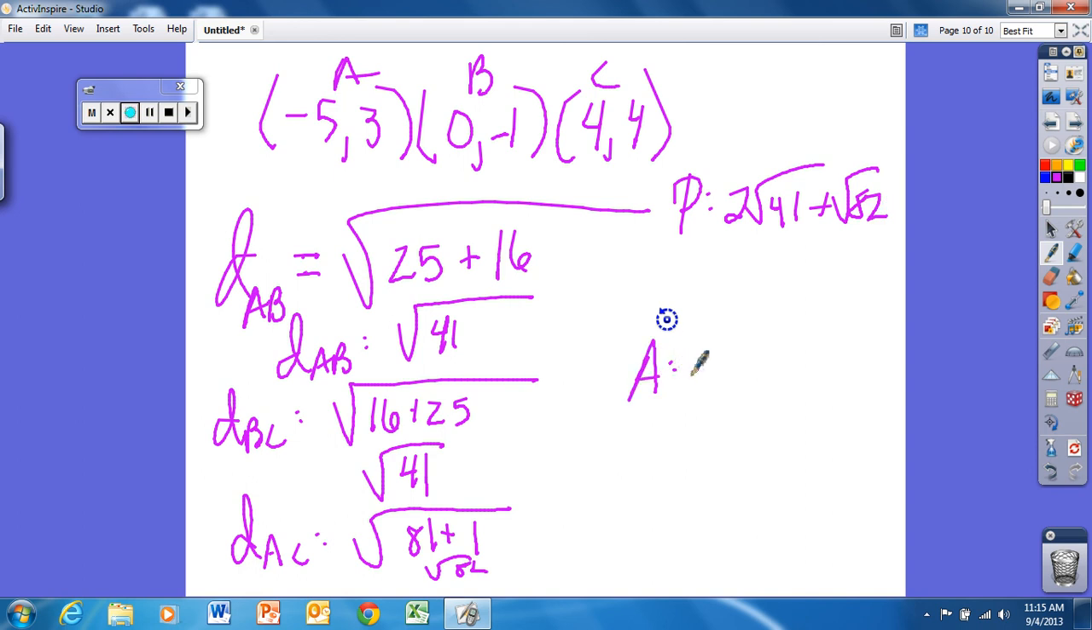The area would be 1/2 of that times that, which is 41 divided by 2, which is simply 20.5. That's pretty much the hardest thing in this section, aside from scatter plots, which we're going to do in class.